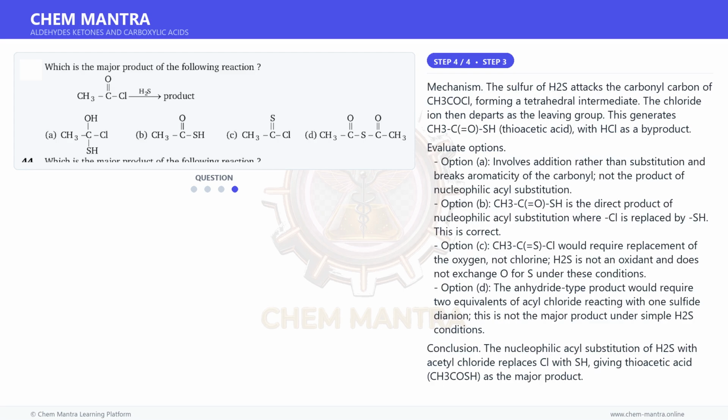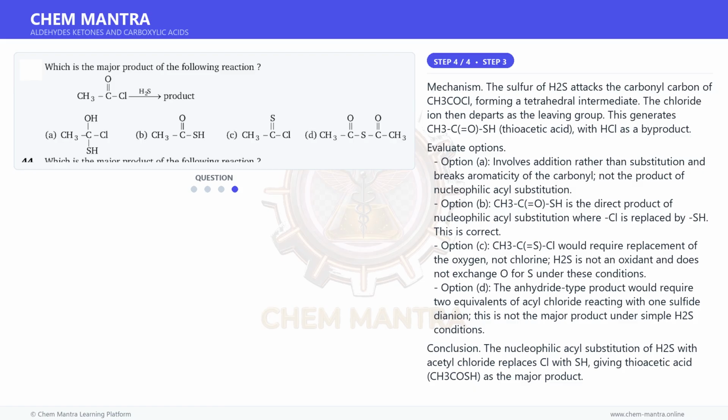And for the final step. Mechanism. The sulfur of H2S attacks the carbonyl carbon of CH3COCl, forming a tetrahedral intermediate. The chloride ion then departs as the leaving group. This generates CH3C=O SH, thioacetic acid, with HCl as a byproduct.